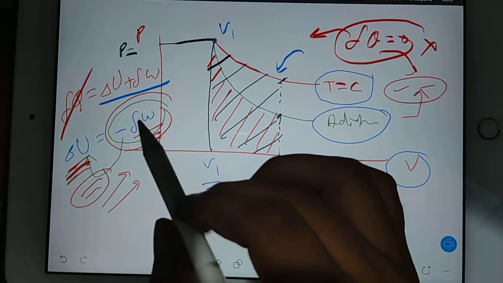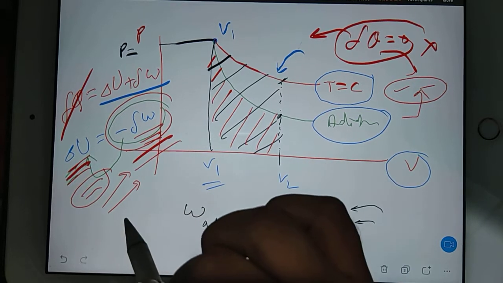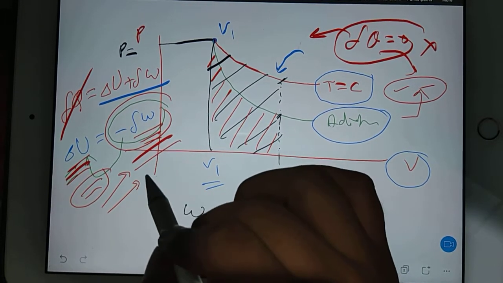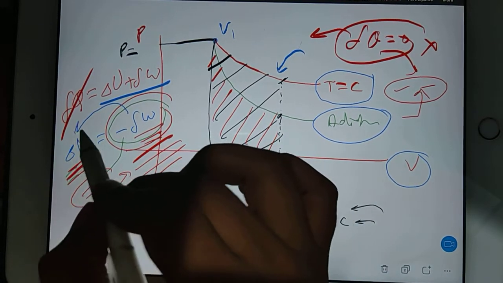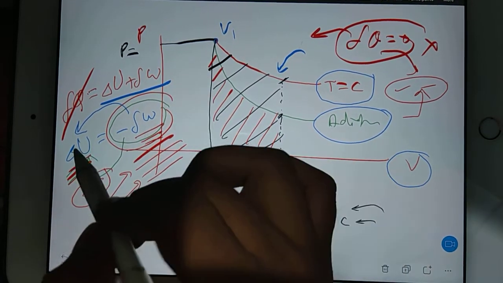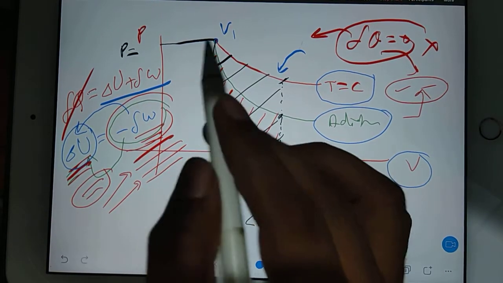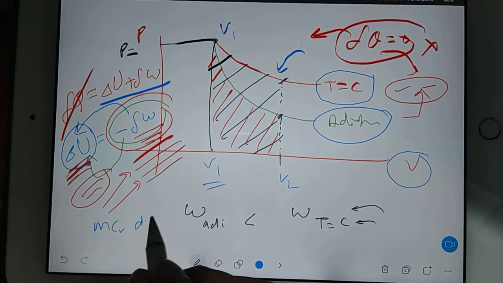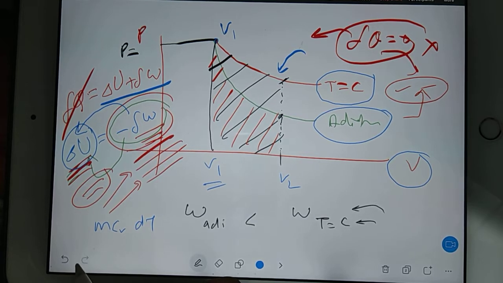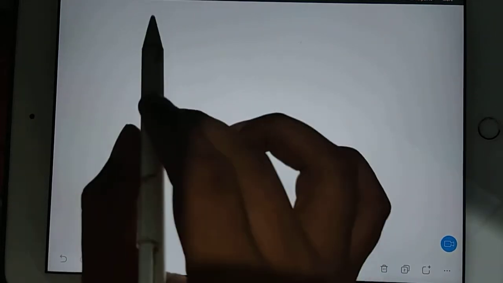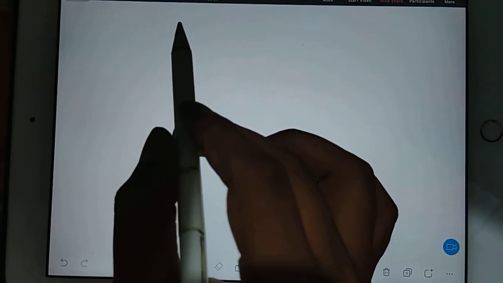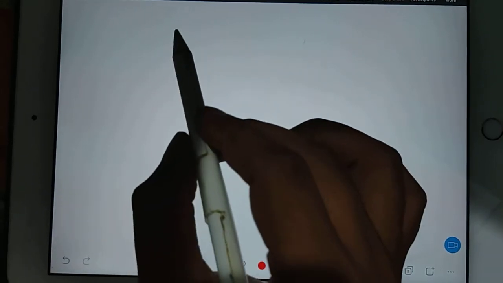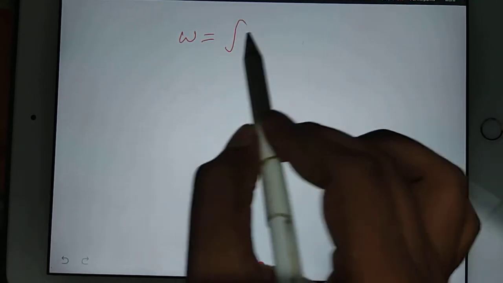Now the next thing is, how will you calculate the work done formula? To calculate work done, you should know it is equal to change in internal energy, and it has the direct formula, m c_v dT. Okay, and I will give you one trick so that you can find out the formula for the work done. What is your work done formula? Integration P dV.